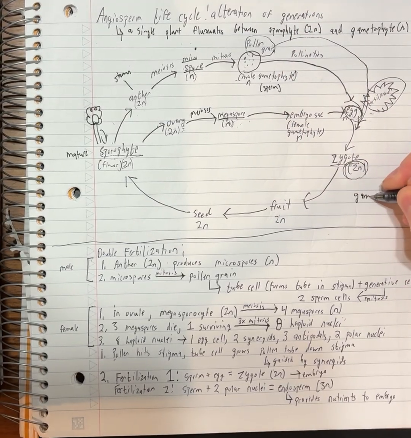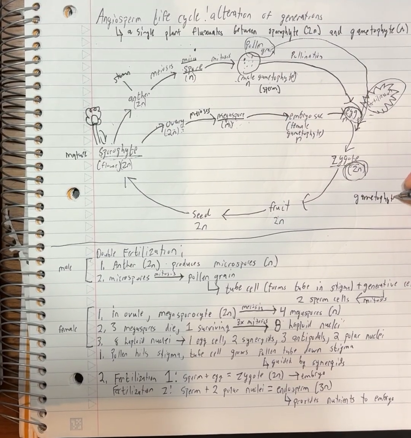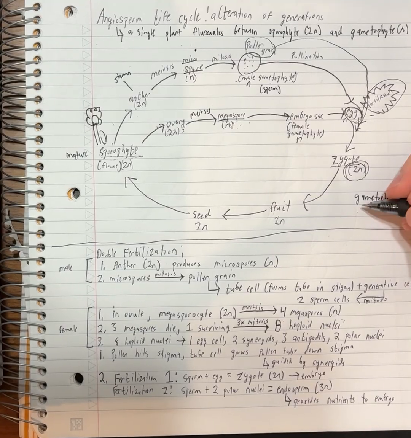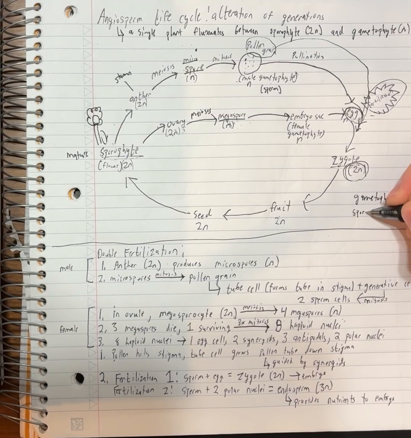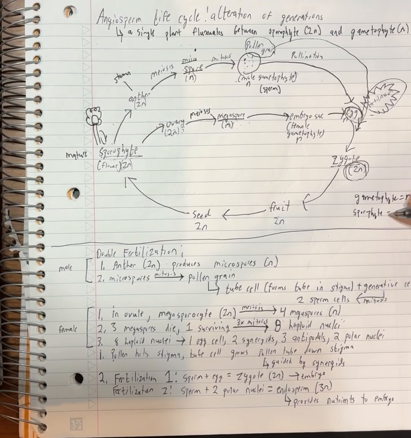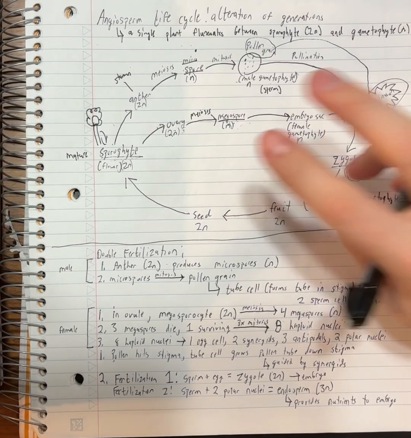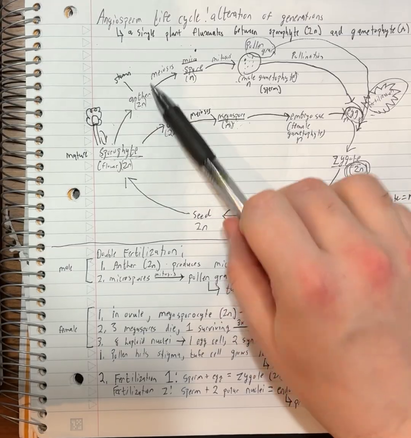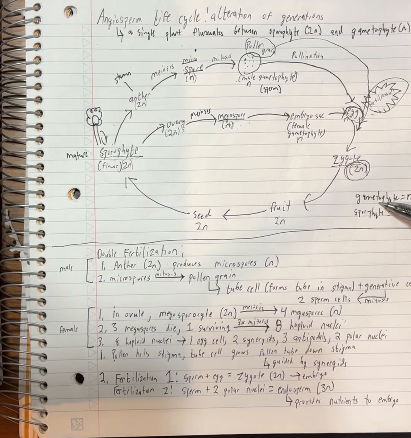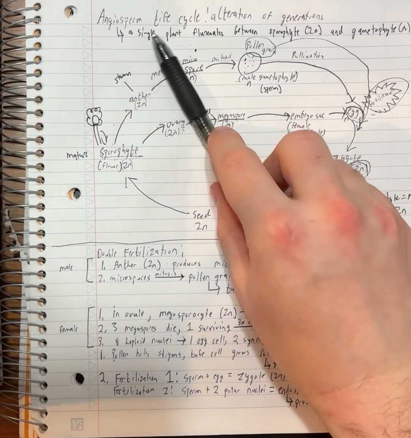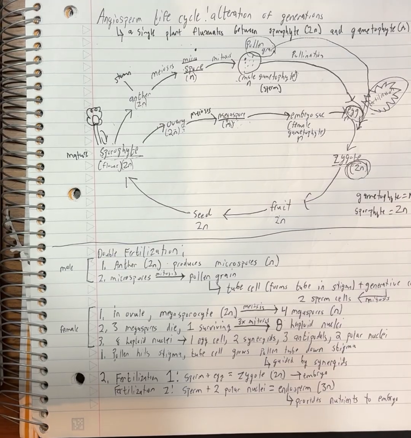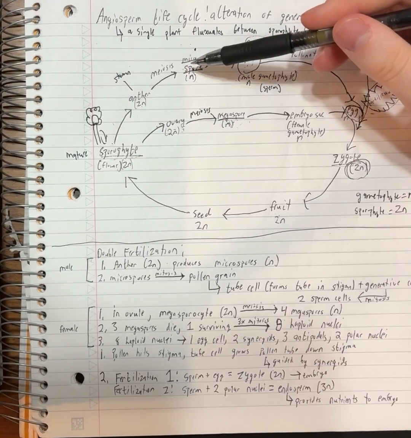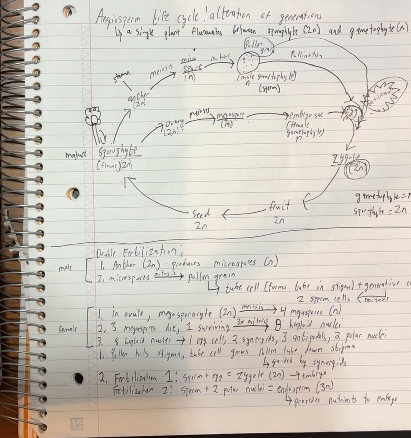So remember, gametophyte equals N, and sporophyte equals 2N. The sporophyte generation is from zygote up until this point, and the gametophyte is from this point until fertilization. So we have the male microspore and the female megaspore.